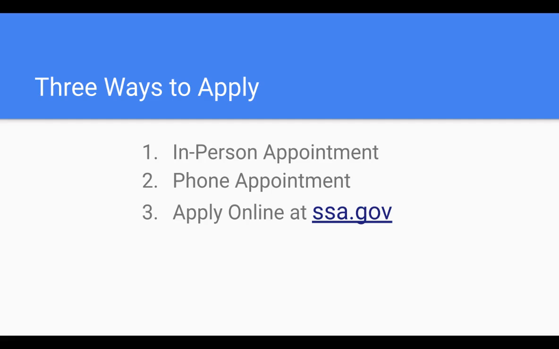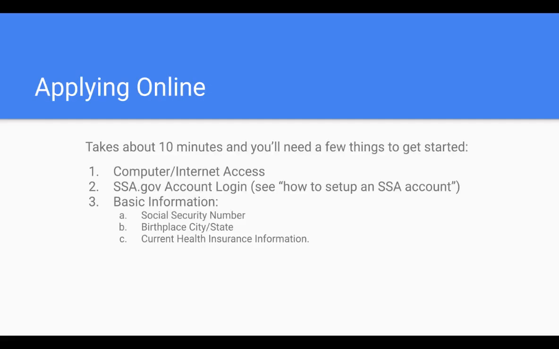The third option is to apply online at ssa.gov. This is by far the fastest way to apply for Medicare. When you apply online, it takes about 5 to 10 minutes.